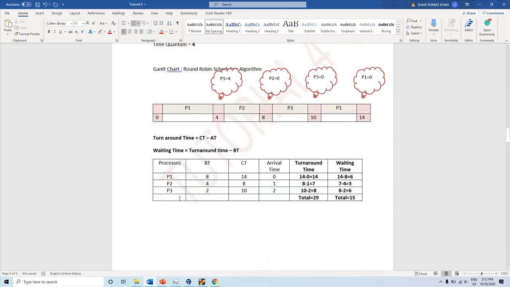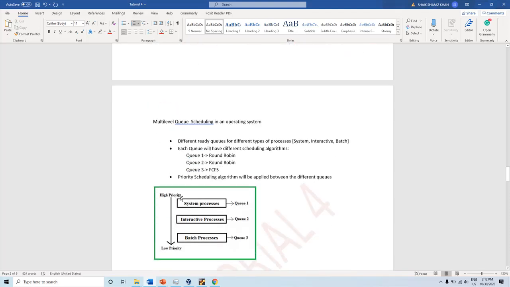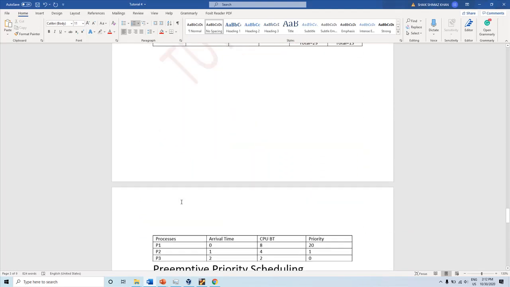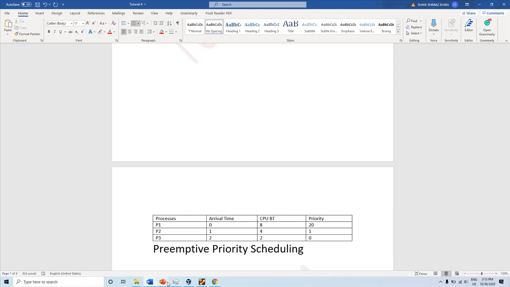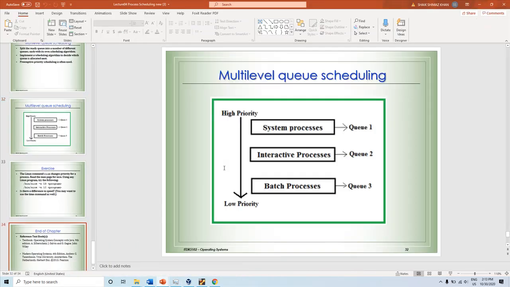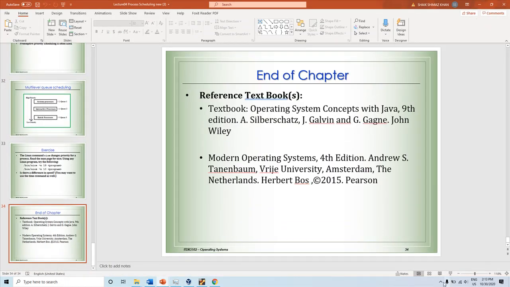So we have discussed various exercises about the scheduling algorithms. With this I conclude this lecture. Thank you very much.